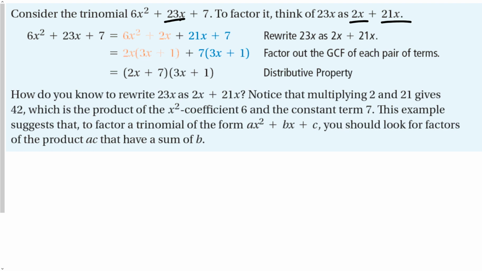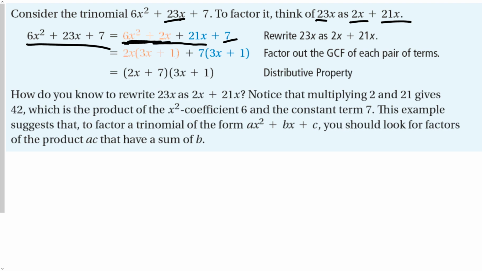How do we find those pieces? We'll talk about that in a minute, but we're going to break it into these two pieces. 2x and 21x is 23x. So if we rewrite the trinomial as 6x squared plus 2x plus 21x, that's our broken up 23, and then plus 7, you can see that I can now factor this with a grouping method.